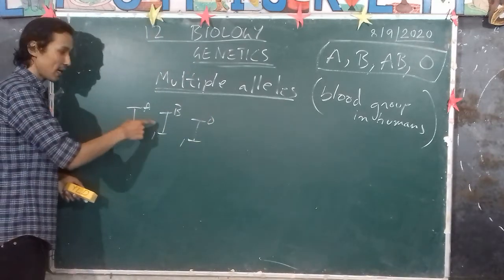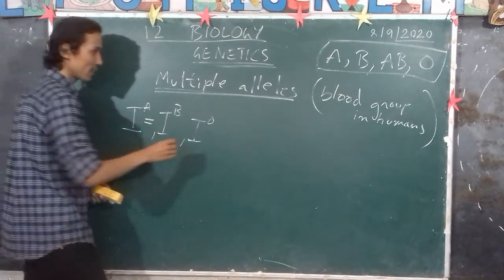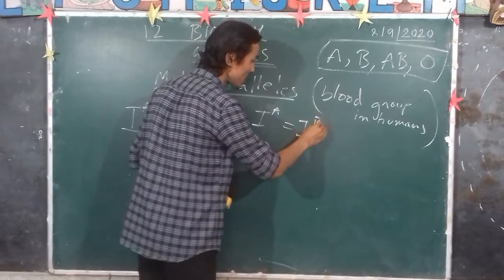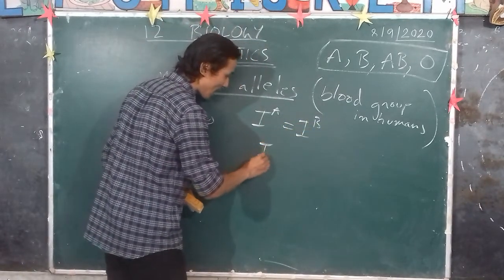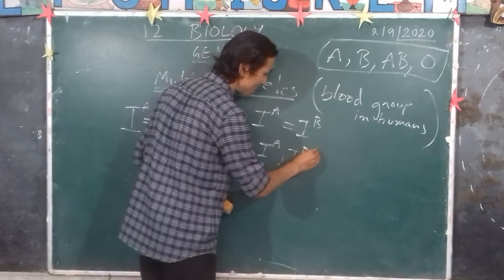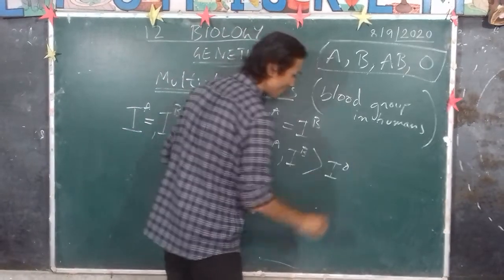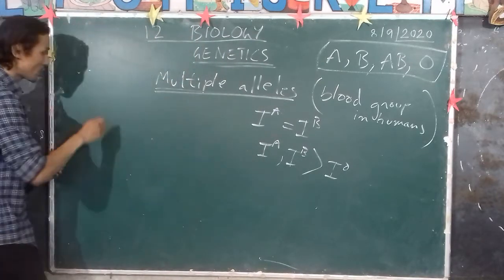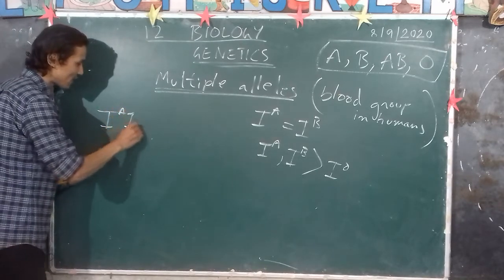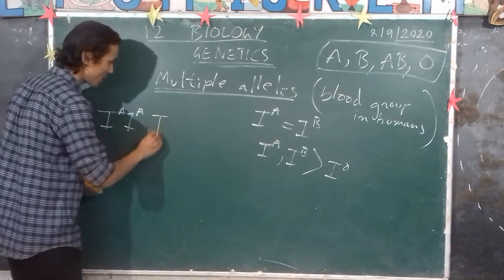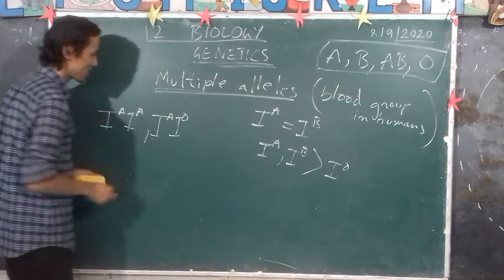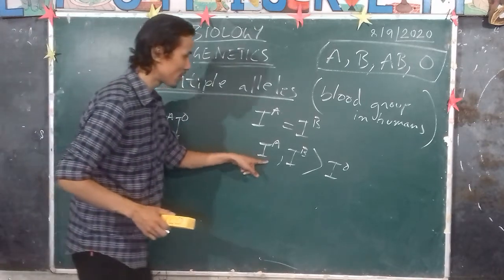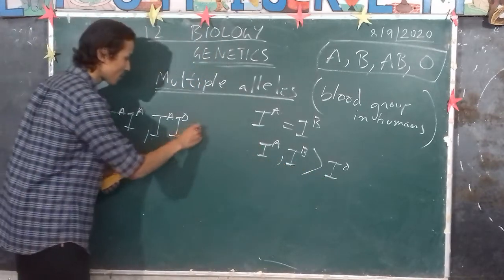IA and IB are equally dominant. That means IA is also equally dominant to IB. But both IA and IB are dominant over IO. So if a person has blood group A, his genotype will obviously be a homozygous IA-IA or IA-IO. Homozygous, both are expressed, so the blood group becomes A. Heterozygous, since A is dominant over IO, so the blood group becomes A.